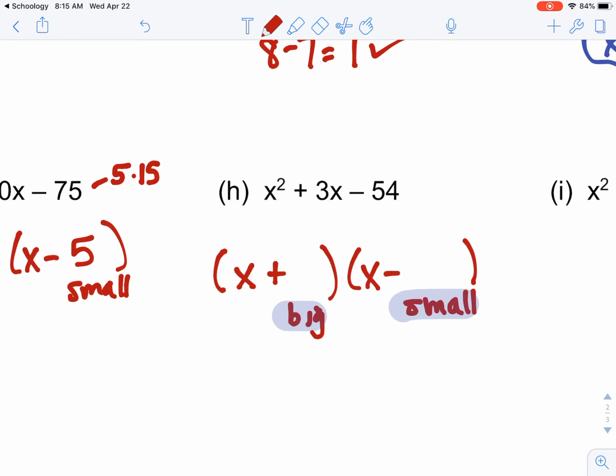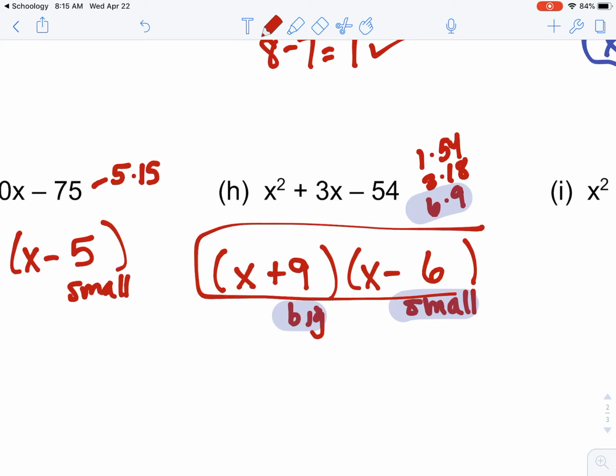All right, so we're looking for factors of 54 that are going to subtract to equal 3. So let's see, 54 divided by, so we have, of course, 1 and 54. We have 3 and 18. And we have 6 and 9. So 9 minus 6 is 3. So I can plug my numbers in. So here's the answer we're looking for.